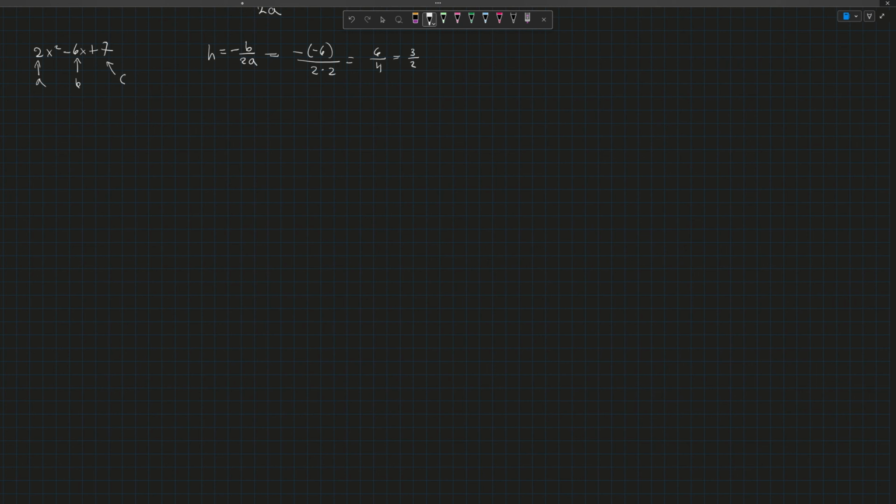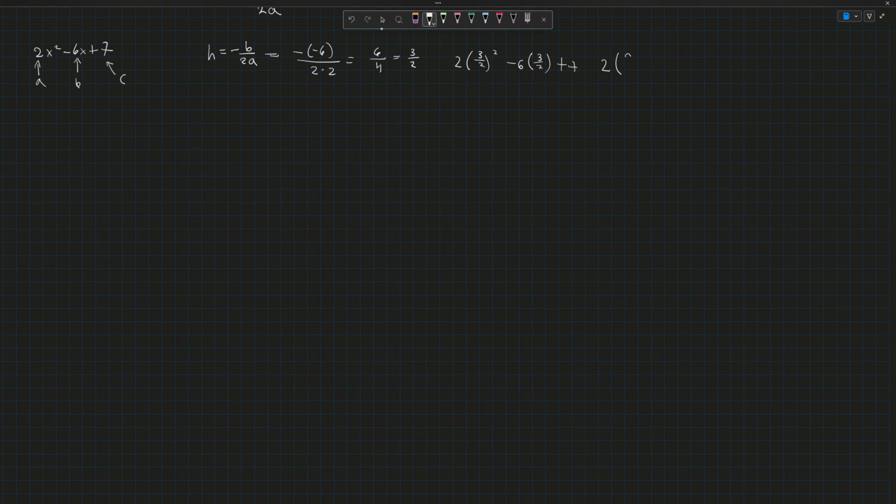Now, this doesn't really tell us whether the parabola opens up, where it looks like a valley, or opens down, where it looks like a mountain. This would be a valley, this would be a mountain. And so to check whether this is a maximum or a minimum, you just simply plug it back in. So for example, 2 times 3 over 2 squared minus 6 times 3 over 2 plus 7. And so we get essentially 9 over 4.